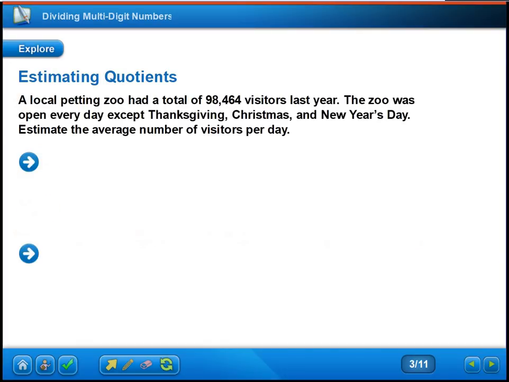All right, so the first thing we're going to work with is estimating quotients. We're going to use this problem about the local petting zoo that had a total of 98,464 visitors last year. And the zoo was open every day except Thanksgiving, Christmas, and New Year's Day. We're going to estimate the average number of visitors per day. Important here is to note that we're estimating, so we're not going to use our exact numbers because we don't want an exact answer.